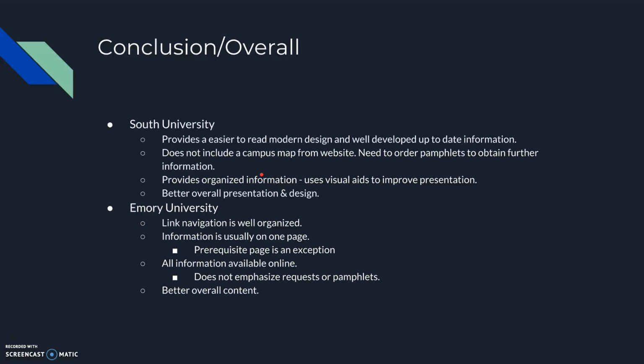Emory University is rich in information and the navigation is well organized. All the information is mostly on one page without the need of scrolling, with the exception of the prerequisite page. All of the information a student needs is available online, without requests and pamphlets, and is therefore the better website in terms of content.